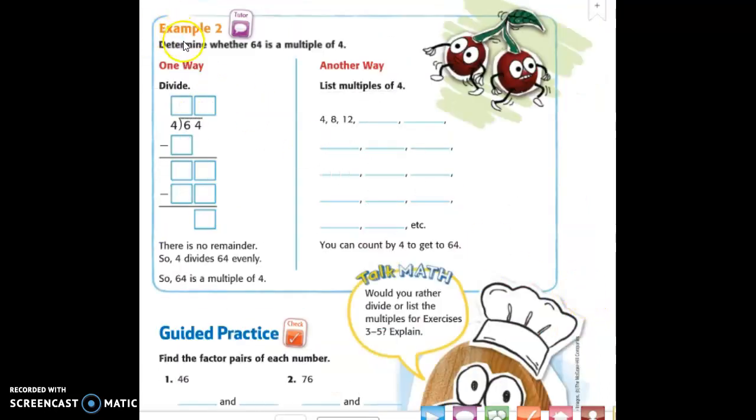This one is, determine whether 64 is a multiple of 4. So this is sort of the opposite of the other one. If we were looking back on the, let me show you again.